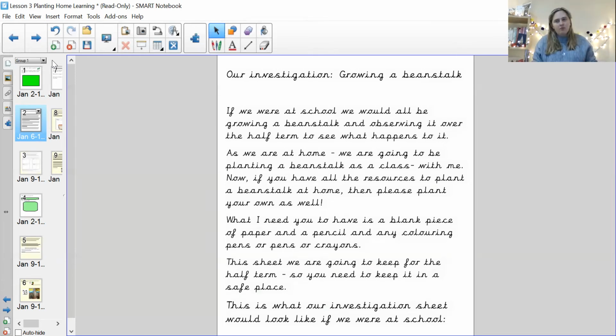Okay, now if you have all of the things that I'm about to show you to grow a beanstalk at home, then feel free, plant your own beanstalk as well and send me some pictures. You will need a blank piece of paper and a pencil and some colouring pens or pencils. This piece of paper you need to keep for the whole half term, so you need to keep it somewhere safe. It's not just for this lesson, and then you can lose it. You need to keep this one piece of paper safe all half term.